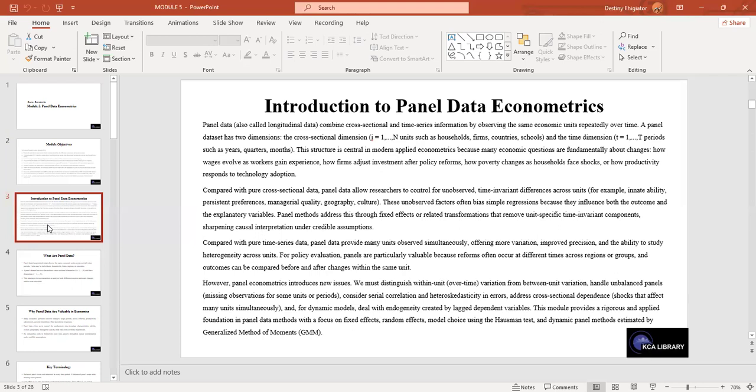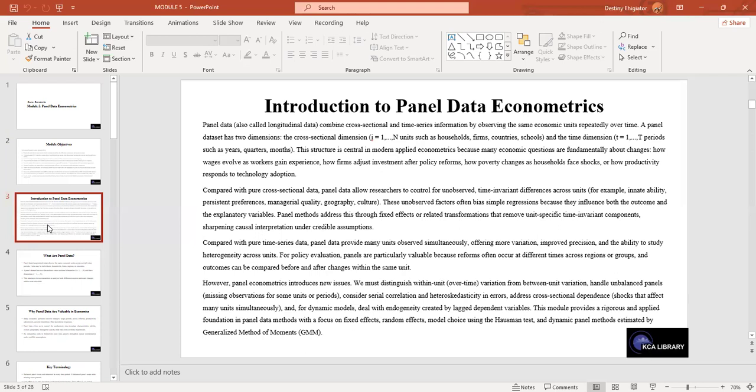credible assumptions. Compared with pure time series data, panel data provide many units observed simultaneously, offering more variation, improved precision, and the ability to study heterogeneity across units. For policy evaluation, panels are particularly valuable because reforms often occur at different times across regions or groups, and outcomes can be compared before and after changes within the same unit.